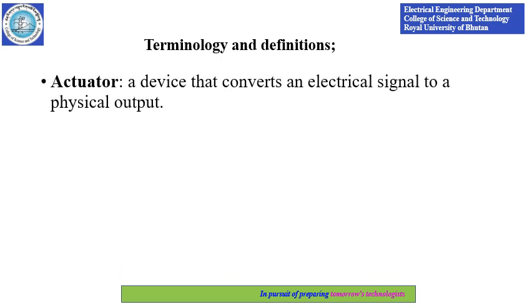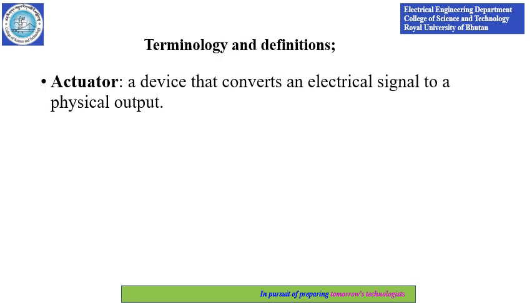The first point I'm going to share with you is something called an actuator. An actuator is a device that converts an electric signal to a physical output. So basically, you can take an electric bulb as an example of an actuator. In case of an electric bulb, we're given electricity as input and we're receiving light as the physical output. So an electric bulb is a basic example of an actuator.